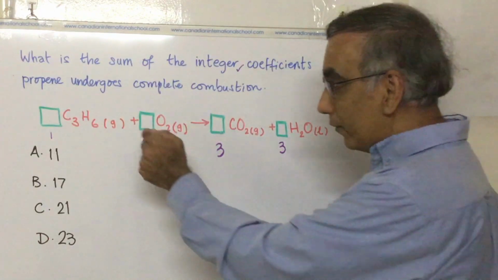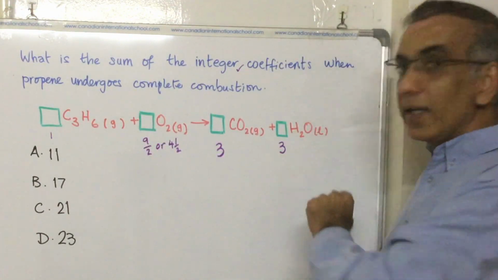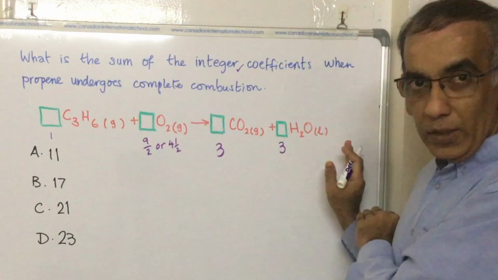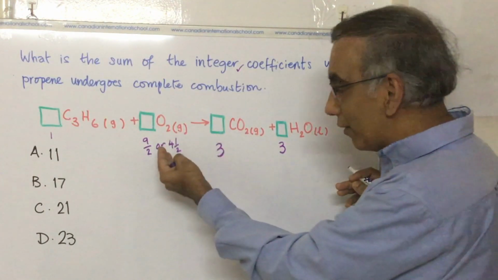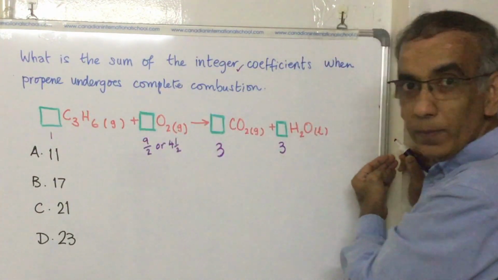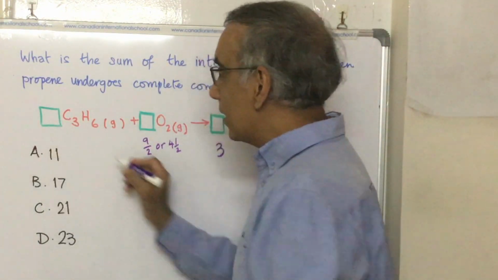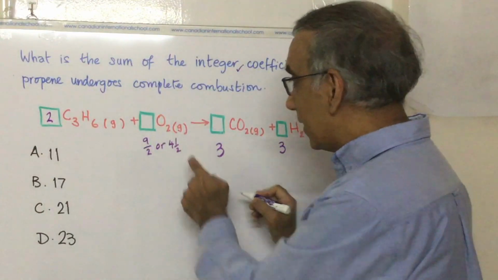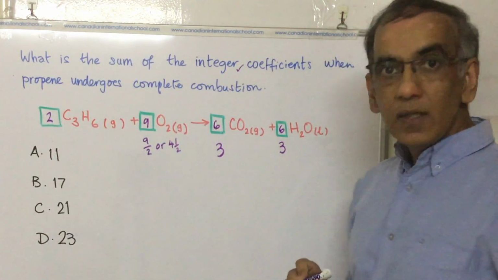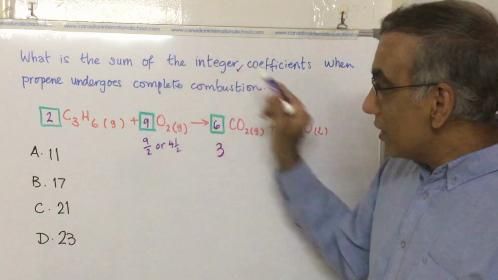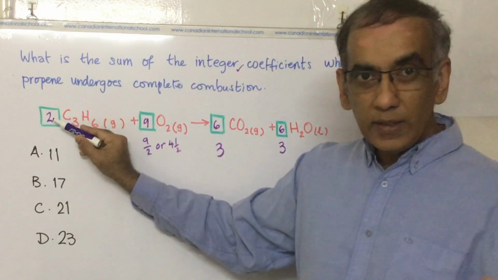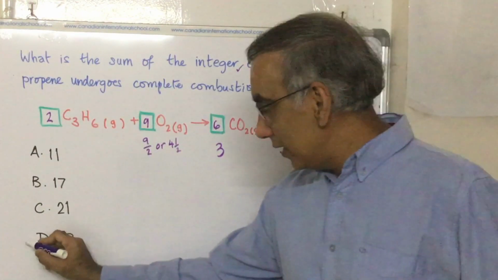But this system of first dealing with the carbons, then dealing with the hydrogens, and if you have to use a half for the oxygen, just use it. And then inspect the balanced equation and do what you need to do to remove the fraction. This, of course, being 4.5, so we multiply everything here by 2. Multiplying everything by 2, this becomes 2. Then this becomes 9. And this becomes 6. This becomes 6. And then the question says, what is the sum? So 6 plus 6, 12, plus 9, 21, plus 2, 23. The answer to this question is D.